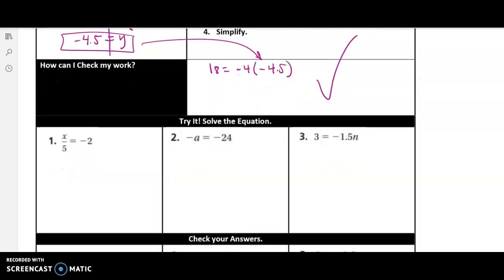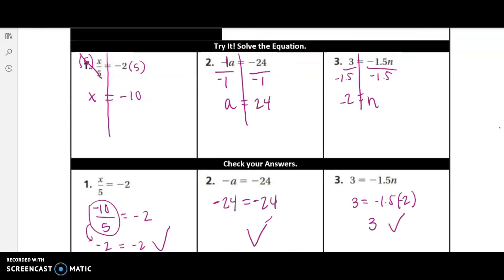All right, so you're going to do the try-its on your own, and then you are going to check your answers with mine. So you're going to pause the video here, and once you are done completing the try-its, you're going to check your answers. Make sure that you're following along with the notes and that you are completing them, because I am taking this for a grade next class.